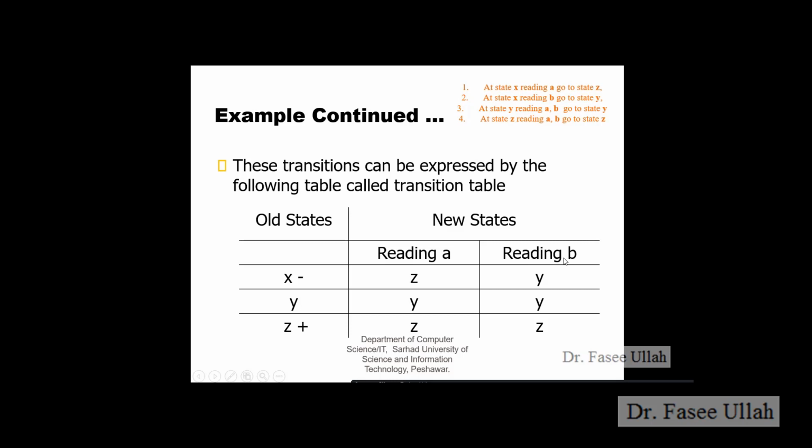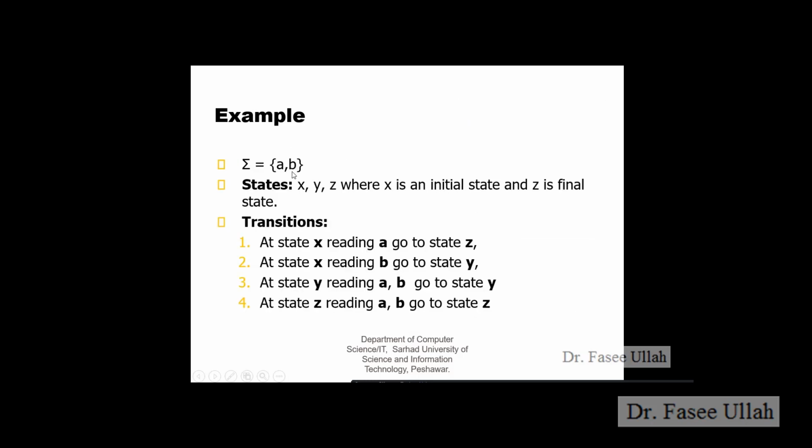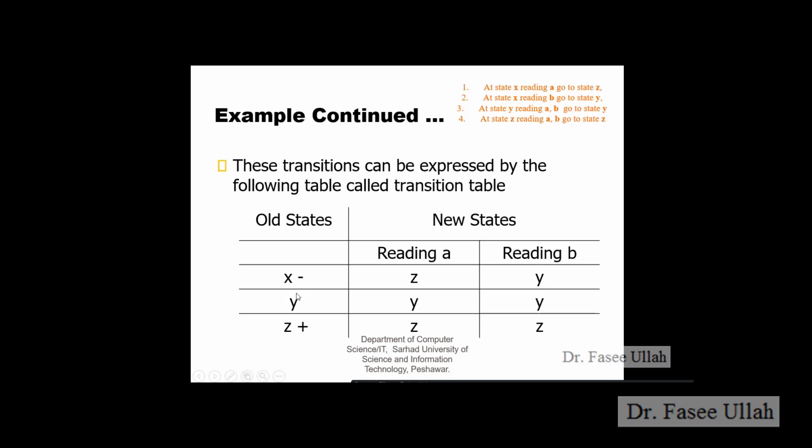It's up to you whether you say transition A and transition B, or you just say A and B, or you say reading A and reading B. It's totally optional. But I will suggest you place the transition over here. This is A and B, which is the input coming from the set of input. And then we have 3 states X, Y, Z. So A, B, and X, Y, Z.